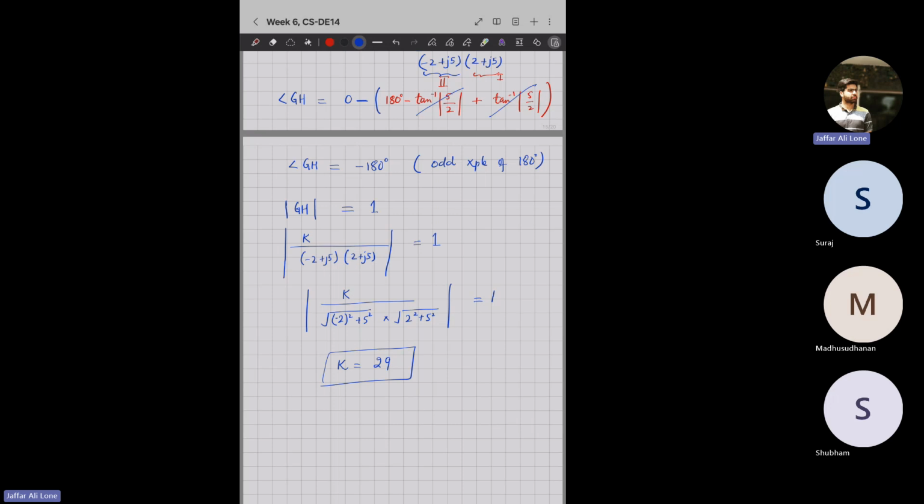So my value of k is 29, because under root of 29 into under root of 29 is 29, which is multiplied by 1. So we get k is equal to 29. Is this clear to everyone? Or I can explain it again.